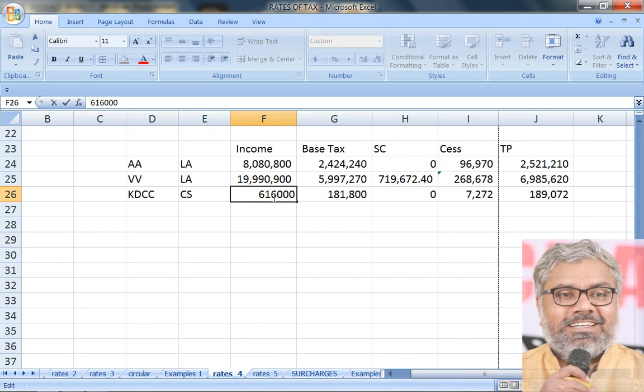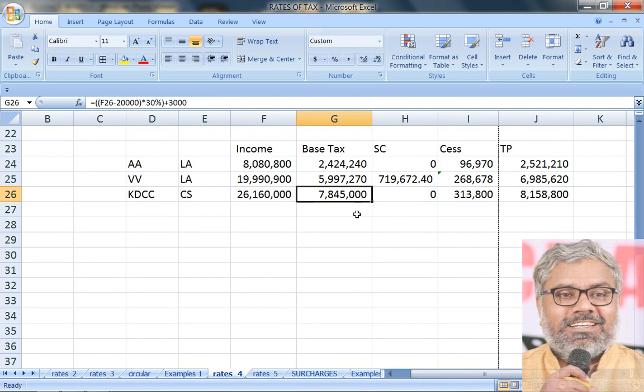Let us just take another cooperative society just for understanding purposes. Say another society is having 2 crores 61 lakhs 60,000 as its income, right? Then the base tax calculation is the same. Whatever the income, minus 20,000 into 30% plus 3,000. So base tax is 78 lakhs 45,000. That is clear. But here there will be surcharge.